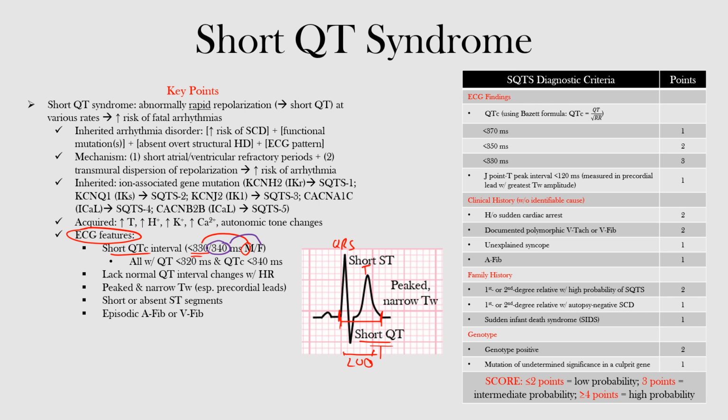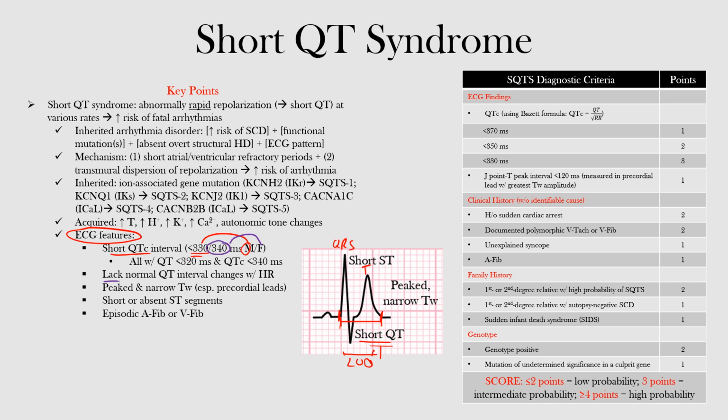For example, at fast heart rates, the QTc interval may appear normal. However, if the heart rate slows, the QTc interval fails to prolong. Okay, remember, we use that QTc interval to correct for heart rate, but with these patients you don't tend to have those changes, and they lack that normal QT interval change with changes in heart rate.